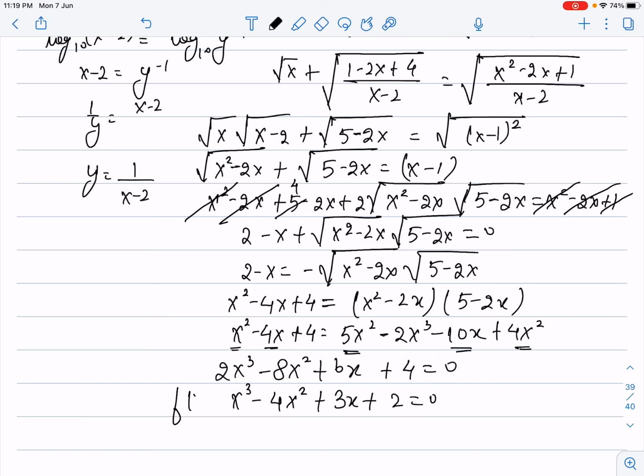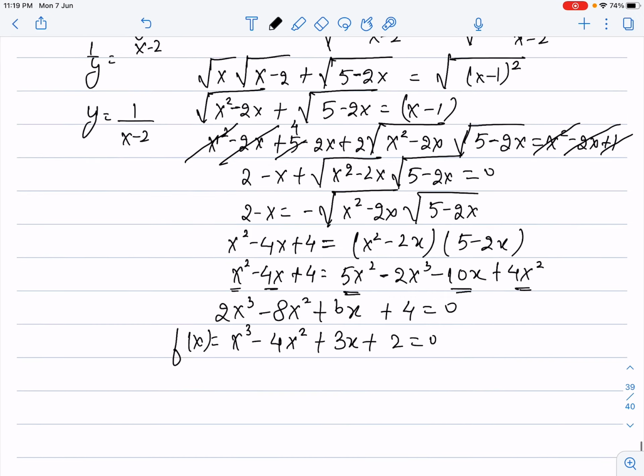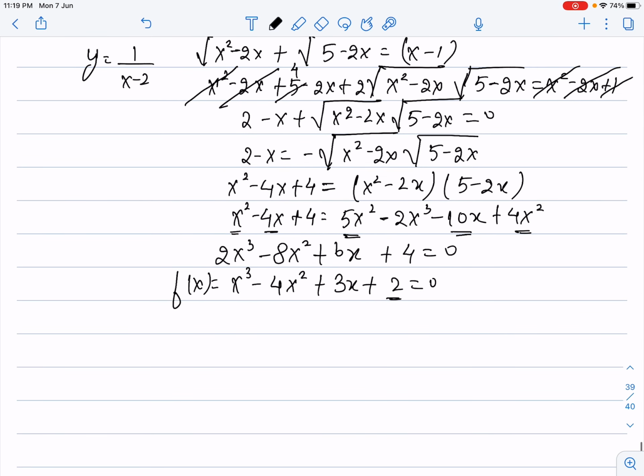Let us suppose this is f of x written over here, a cubic polynomial whose constant term is 2. So we have to compute the factors of 2. Factors of 2, what all are we knowing? Plus or minus 1 and plus or minus 2.